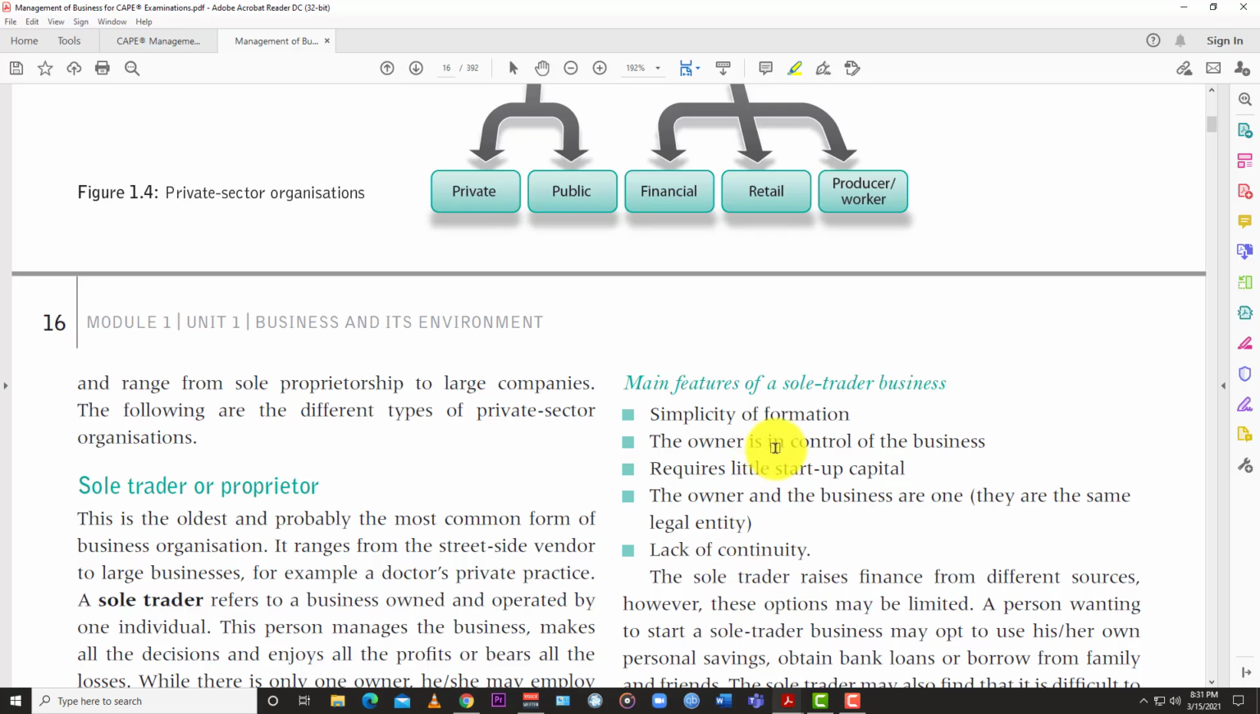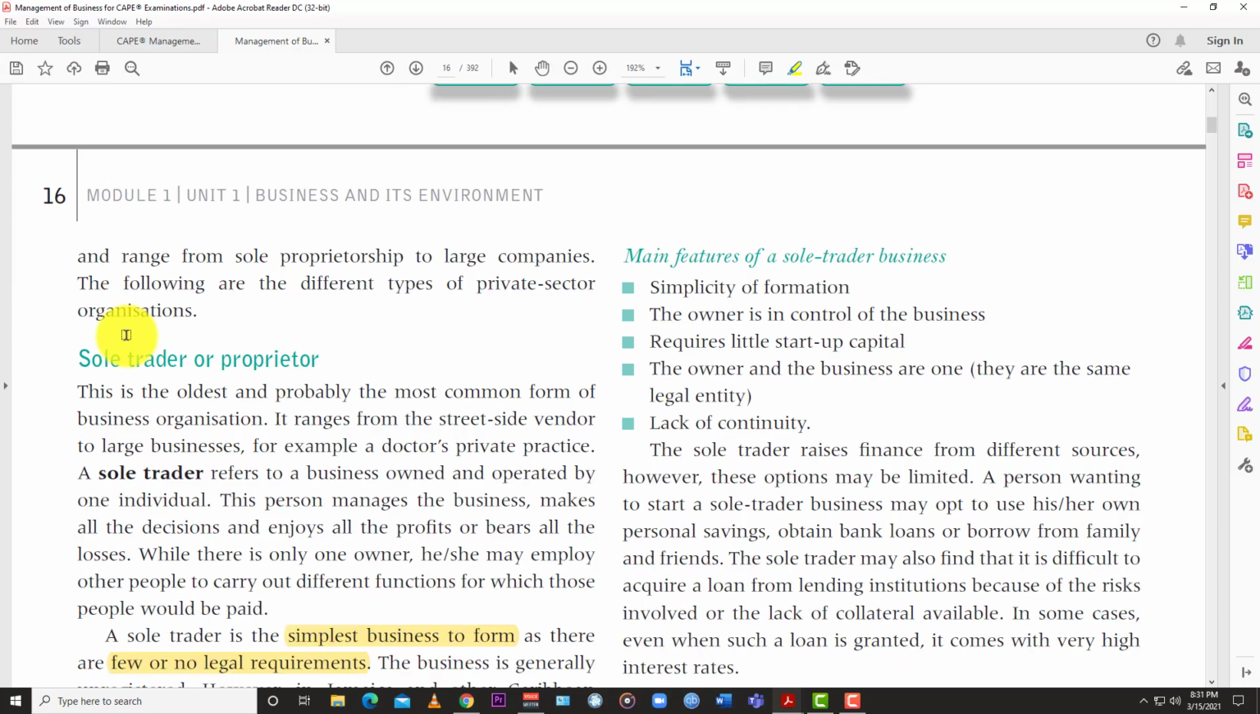And they say it requires little startup capital. I gave some examples where you can just go start the business and you're good to go, because you don't need much money. If it's a highly capital intensive business, of course, you might need to venture elsewhere, maybe a partnership or a company, something like that, to raise as much money, right? So those are some of the main features of the sole trader business.